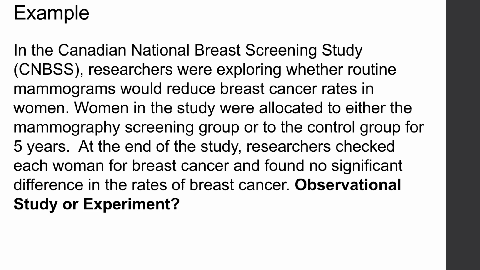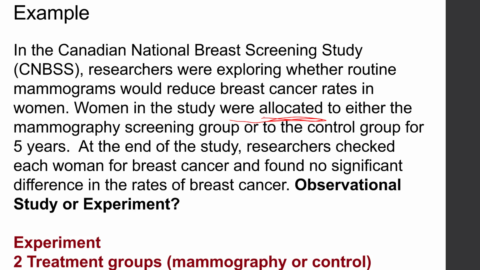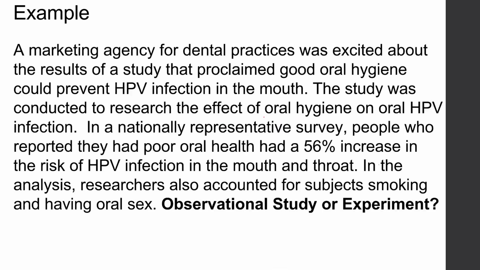All right, let's do an example. In the Canadian National Breast Screening Study, researchers were exploring whether routine mammograms would reduce breast cancer rates in women. Women in the study were allocated to either the mammography screening group or the control group for 5 years. At the end of the study, researchers checked each woman for breast cancer and found no significant difference in the rates of breast cancer. Is this an observational study or experiment? Notice that we said women in the study were allocated to either the mammography group or the control group. That means that we applied treatments, so this is an experiment. How many treatment groups were there? Well, there was either mammography screening group or the control group, so there were 2 treatment groups.